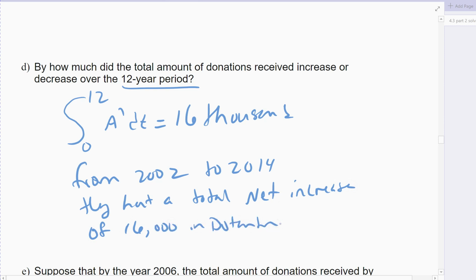Now, some years were increasing more, some years were increasing less, some years were decreasing. Over all of the gains and losses, over all of the years where we had gains and all of the years we had losses, when we finish over those 12-year period, we had more gains than losses. We had exactly $16,000 more gained than we did have in losses.